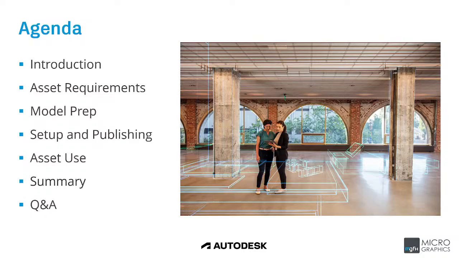And then the last thing we'll look at is the asset use. So once we've created the asset, how can we then use that in our factory layout? And then we'll close off with a summary and Q&A session.